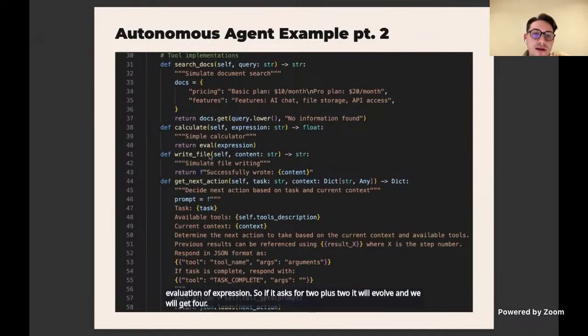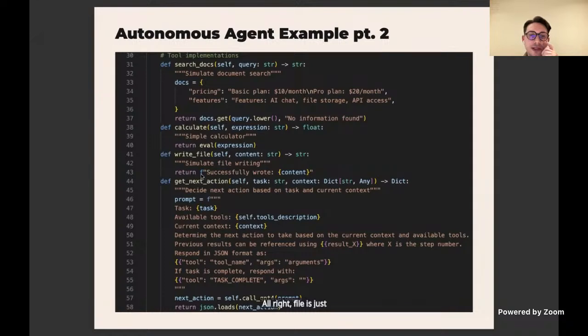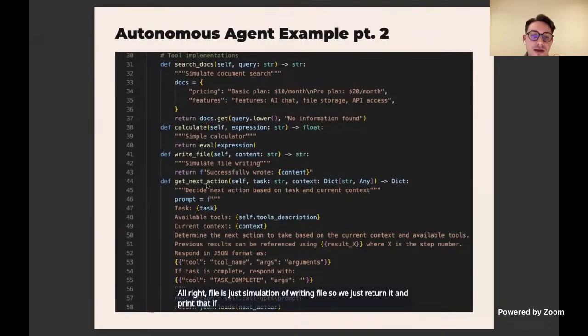Write file is just a simulation of writing a file, so we just return it and print that if the LLM has called it, then it does it. And here is how the main cycle is arranged. Get next action is a function in this class, and it has task as an input and context as another input, as a dictionary. What it does is decide the next action based on the task and current context.